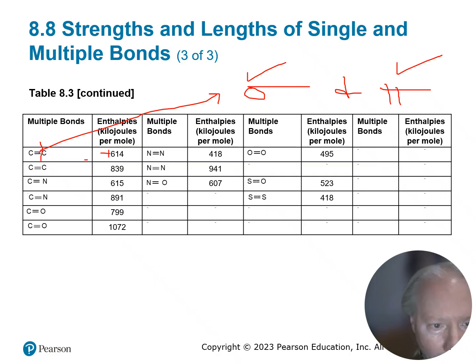If it were to reform, it would be a negative, right? So bond formation would be a negative. Bond breakage is always positive. To break a nitrogen double bond, it's going to be plus 418 kilojoules to break that bond in half. But if we were to reform it, it would be a negative. And so we could do this on and on.